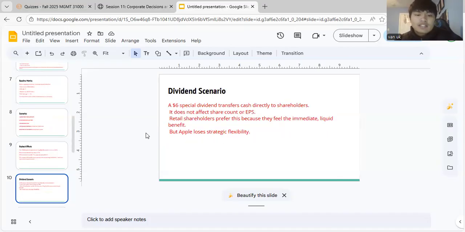The dividend scenario is a $6 special dividend that transfers cash directly to shareholders, and this does not affect the share count or the EPS. The retail shareholders prefer this because they feel it's an immediate and liquid benefit. But Apple loses strategic flexibility.